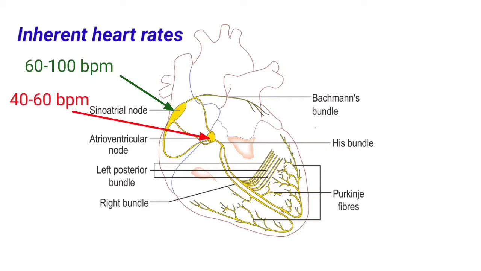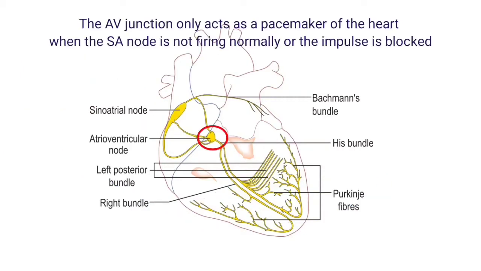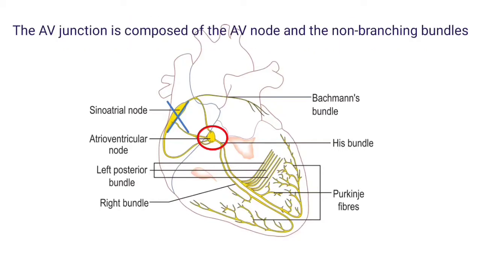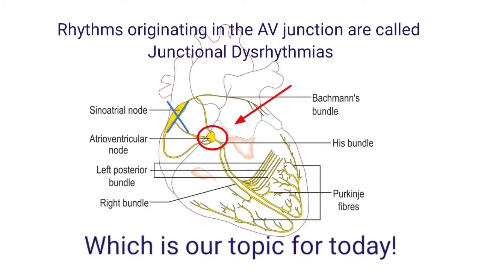If the AV node is not able to function at its normal rate, then the ventricular pacemakers located in the bundle branches and the Purkinje network will become the initiating pacemaker. The inherent ventricular rate is 20 to 40 beats per minute. The AV junction only acts as a pacemaker of the heart when the SA node is not firing normally or the impulse is blocked. The AV junction is composed of the AV node and the non-branching bundles. Rhythms originating in the AV junction are called junctional dysrhythmias, which is our topic for today.